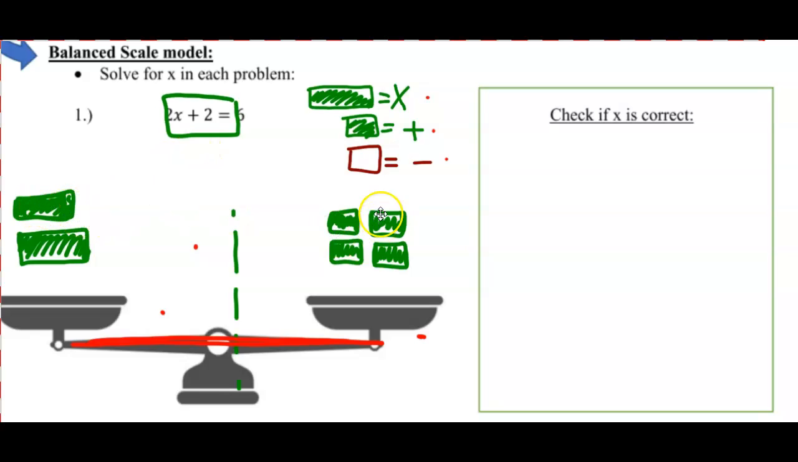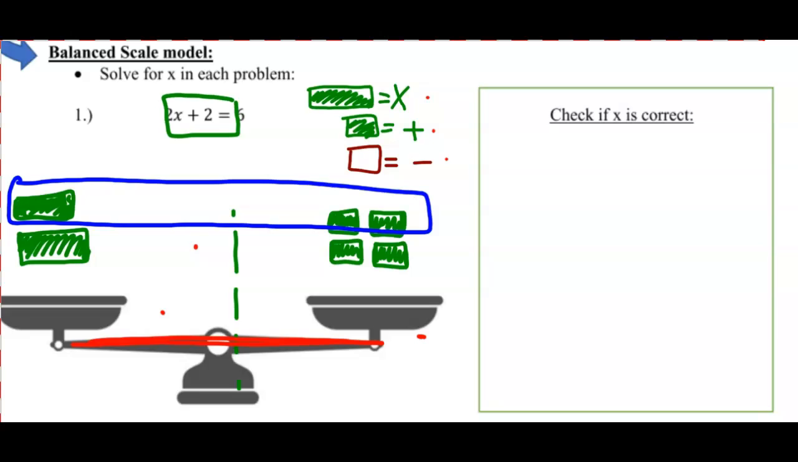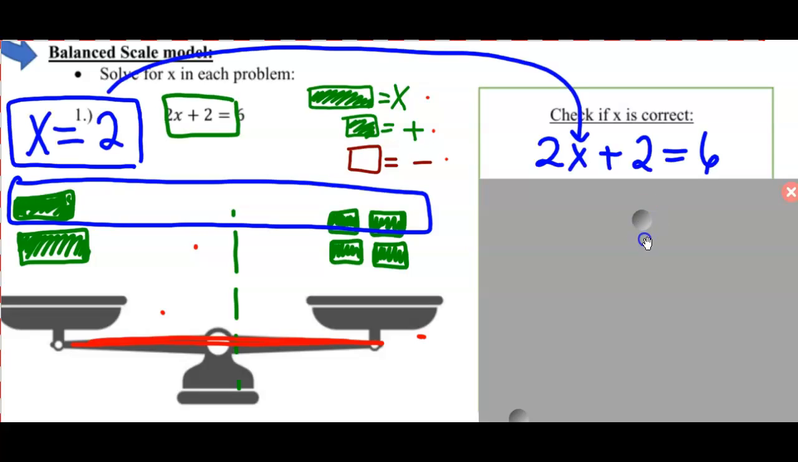So I separated my 4 into 2 separate piles. So look at this. Now I can say that one of these x's has 2 pieces in it. So x equals 2, and I'm going to take that and put it in for my x. As I do that, I'm going to just do what we've been doing as far as evaluating. So I'm going to evaluate this equation.